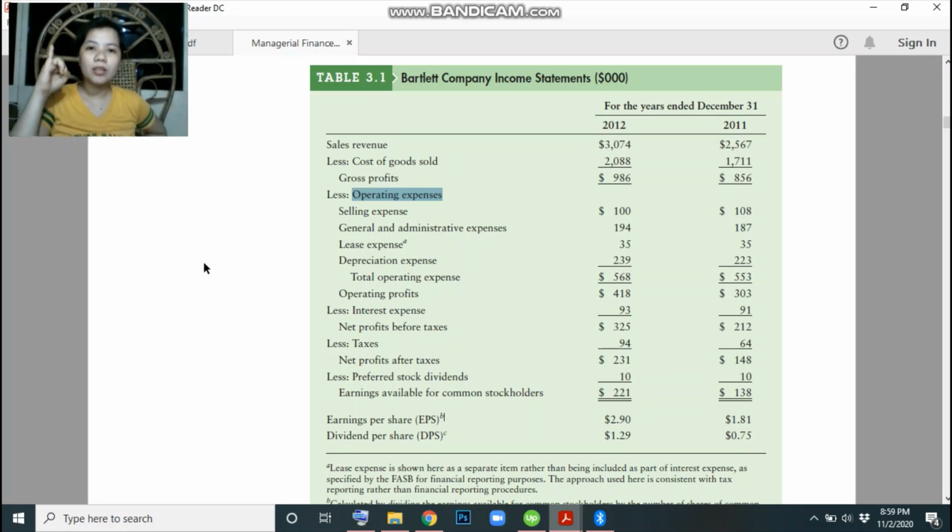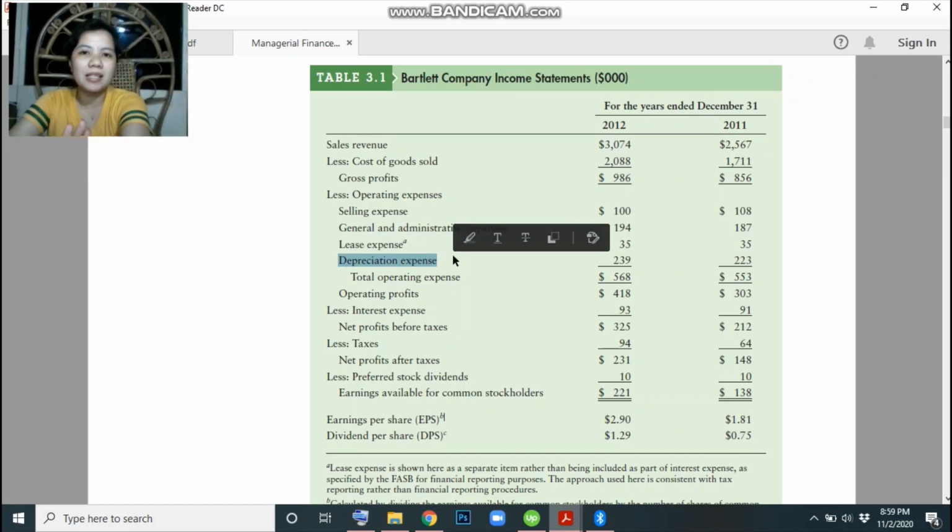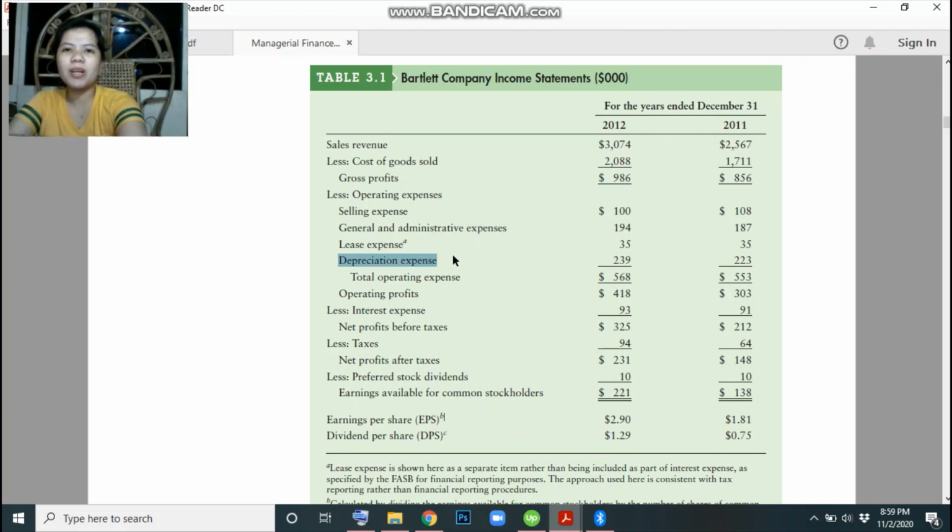For example, selling expense. What is selling expense? Marketing expense. Then general and administrative expense, salaries, and other expenses in relation to selling your products or services. Lease expense is your rent expense. Depreciation expense, class, this is the amount of your asset that depreciated. So there is depreciation.